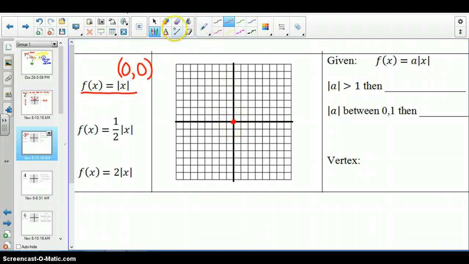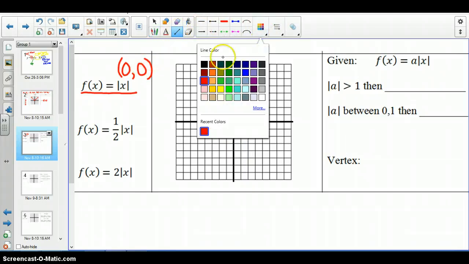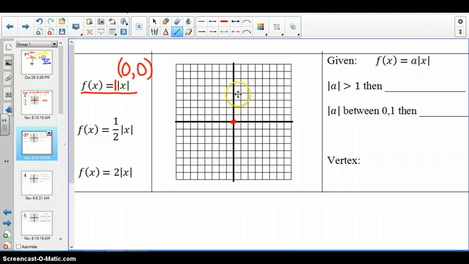Now I'm going to look out in front of the absolute value. There is no sign, so that means it's positive, so it's going to open upwards. And there's no numbers, so our slope is 1. So I'm going to go up 1 to the right 1. So I'm going to plot these points. Up 1 to the right 1. And I'm going to go up 1 to the left 1.